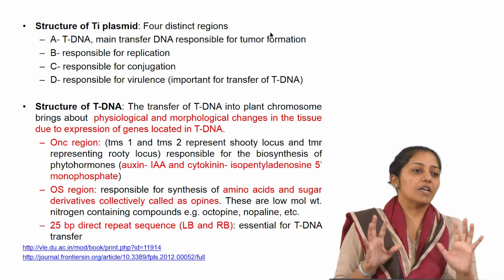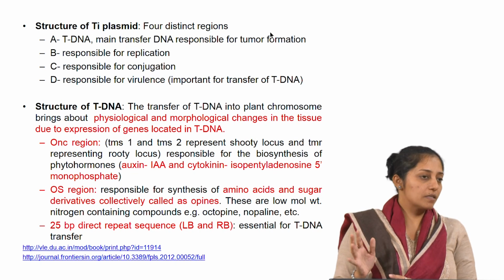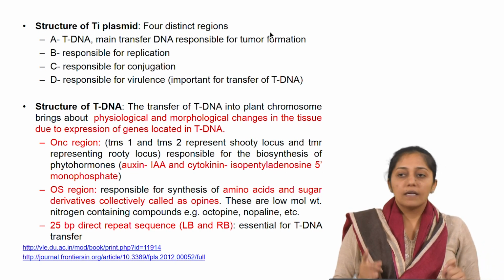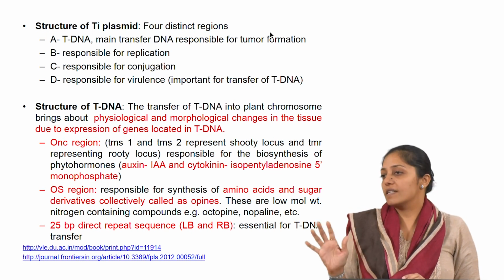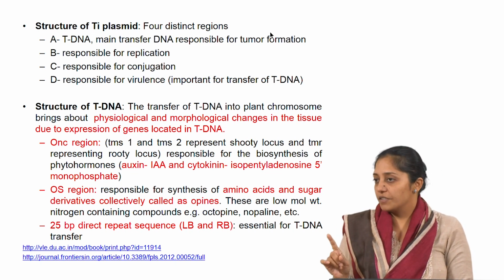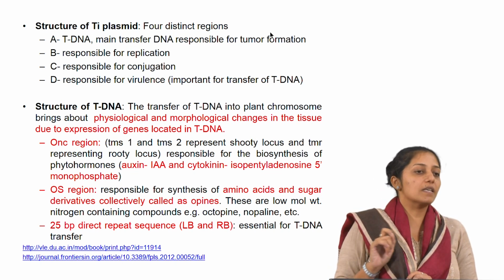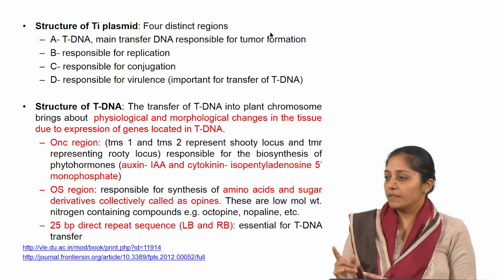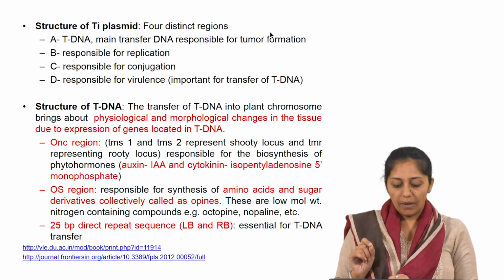What kind of cytokinin? Generally it is IPA, which is isopentenyl adenosine. Then the TMR region, which is called the Rooty locus, is responsible for auxin synthesis. Generally what kind of auxin? IAA, indole acetic acid. Then the OS region is the opine synthesis region, responsible for synthesis of amino acids and sugar derivatives. Opines are nothing but amino acids and sugar derivatives, collectively called opines. These are low molecular weight nitrogen containing organic compounds.